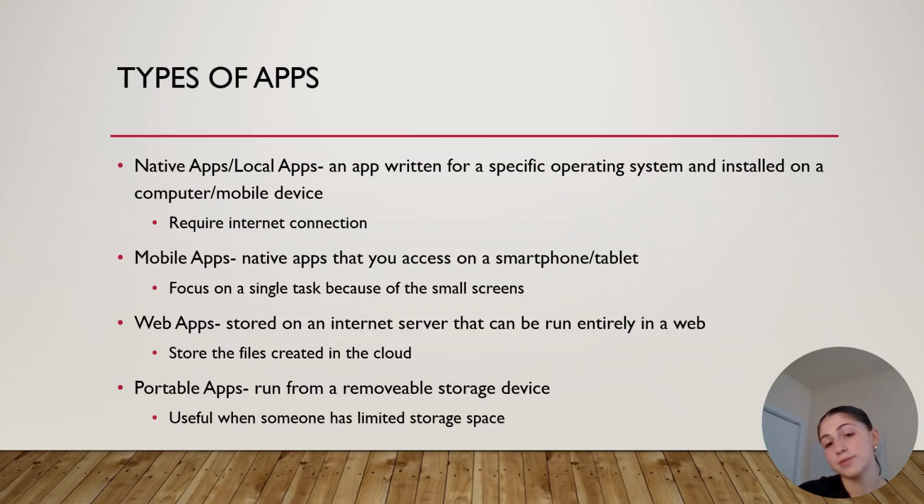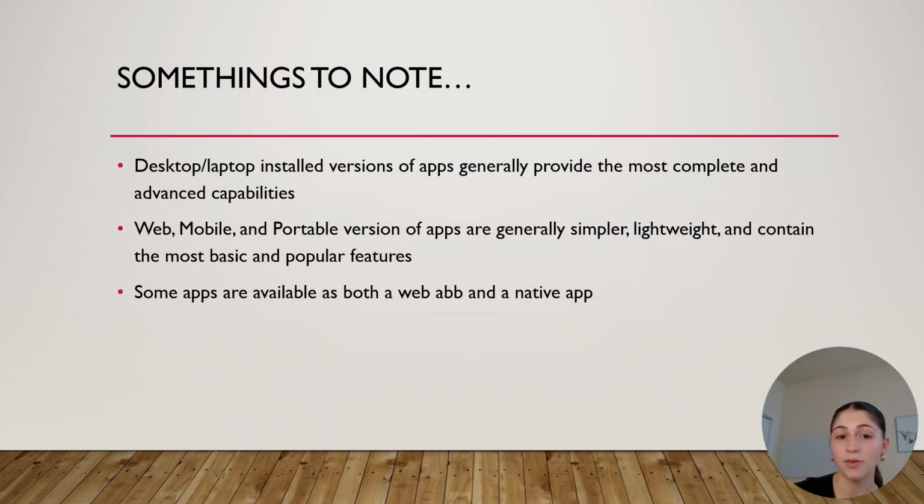We have different types of apps. We have native apps, which can also be called local apps, mobile apps, web apps, portable apps. Here's something to know. Desktop installed versions of apps generally provide the most complete and advanced capabilities. Web, mobile, and portable versions of apps are generally simpler, lightweight, and contain the most basic and popular features. However, some apps are available both as a web app and a native app.